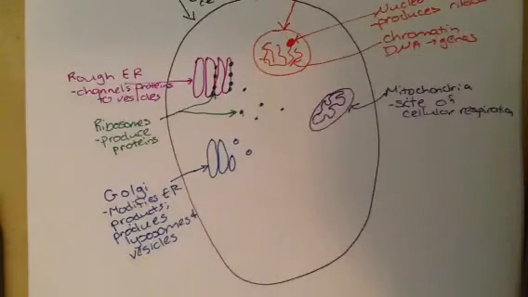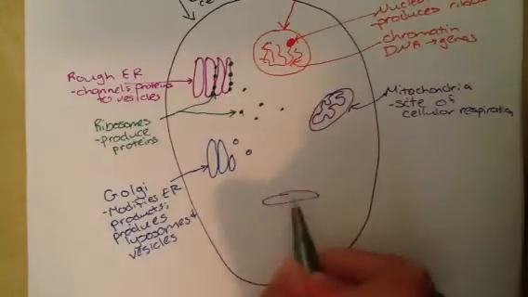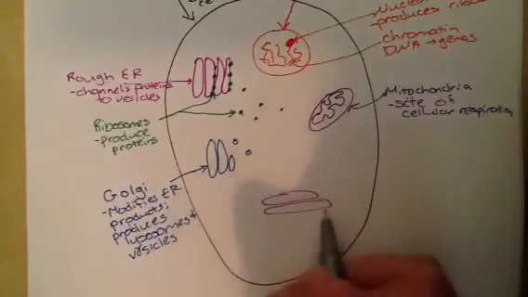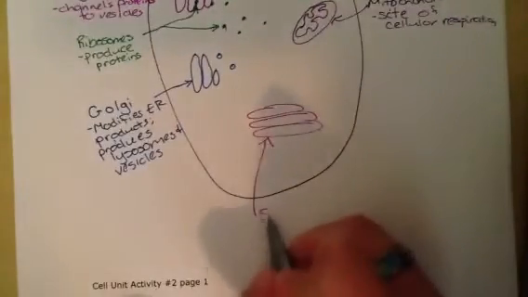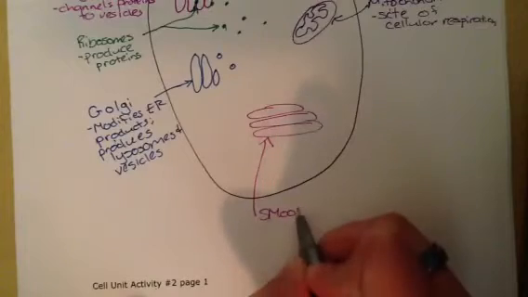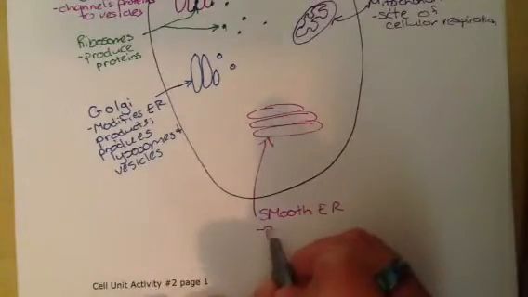Okay, and then we haven't talked about another type of ER that you might see in a cell. That's the last thing we're going to draw. Well, we're going to label the inside. So you might actually see another type of ER, which is the smooth ER. The smooth ER, its job is it produces lipids.